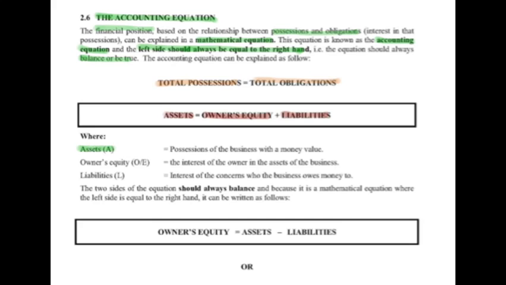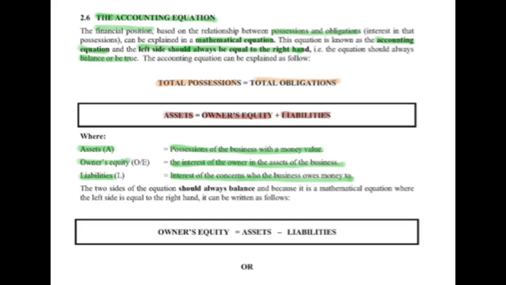Assets are the possessions of the business with money value. Owner's equity is the interest of the owner in the assets of the business. In other words, that's what the owner invested in the form of capital, but it's also what the owner has accumulated through running the business in the form of profits, and then also what the owner has taken out, which is minus drawings. Liabilities are the interest of the concerns the business owes money to. In other words, the people the business owes money to, such as in the form of a loan, money owed to creditors, or the bank overdraft.